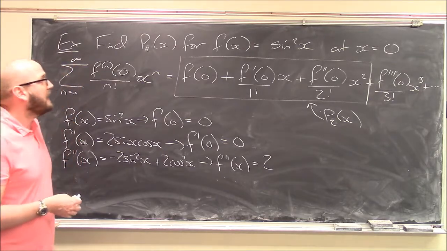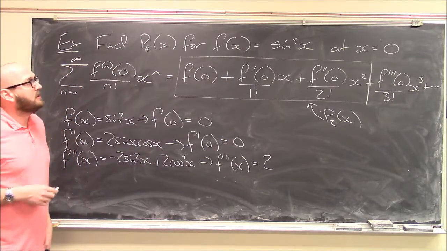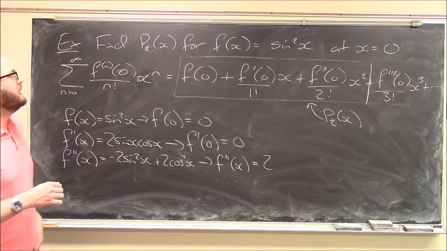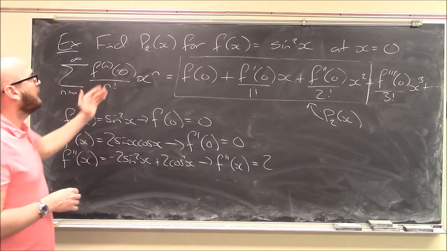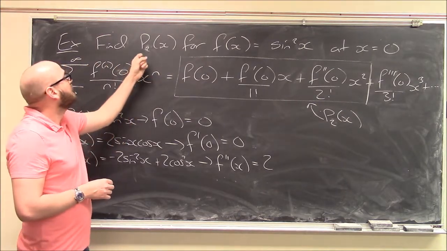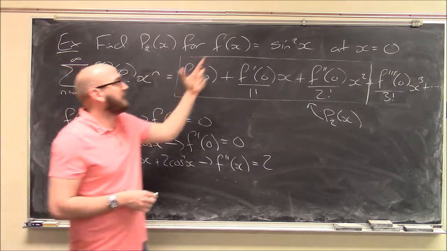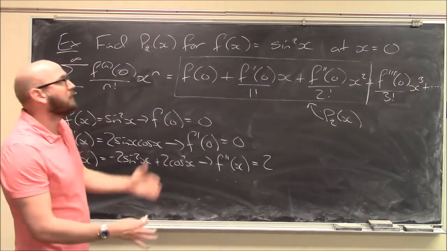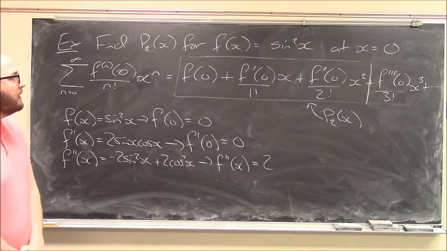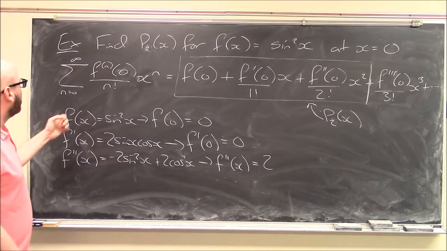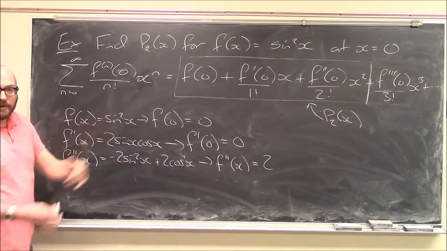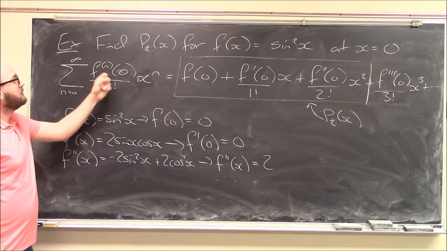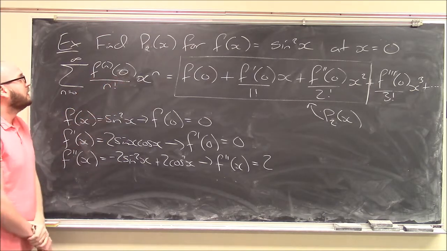Alright, so I've sped ahead here, and I've got a problem written up on the board, and I've done most of the heavy lifting already. So here's the question. Find the second order Taylor polynomial, p sub 2 of x, for f of x equals sine squared x, and we're going to do this at x equals 0. Right, so what I've written down here is the Taylor series, the infinite Taylor series, nth derivative at 0 over n factorial times x to the n.